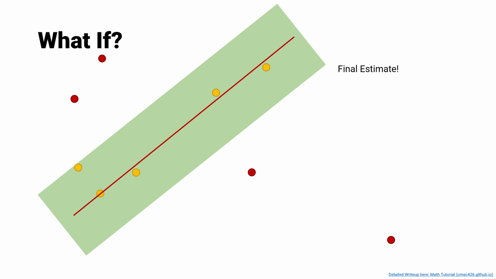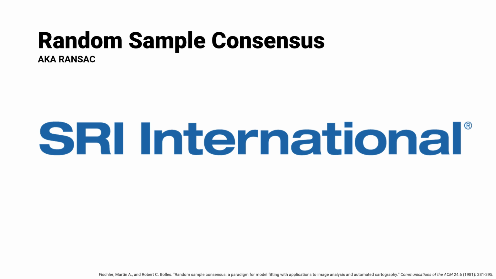This is called random sample consensus, or RANSAC, and this was introduced by SRI International, Stanford Research Institute, which has done pivotal work in a lot of different domains, including robotics. And this is the paper which is from 1981. It's a great paper. I would urge you to read that.